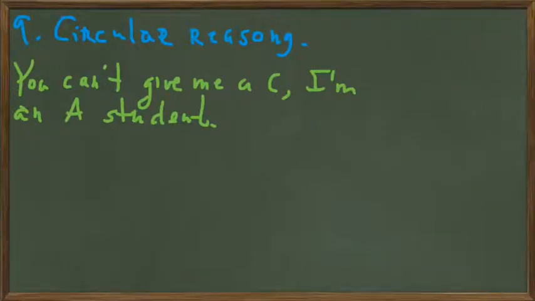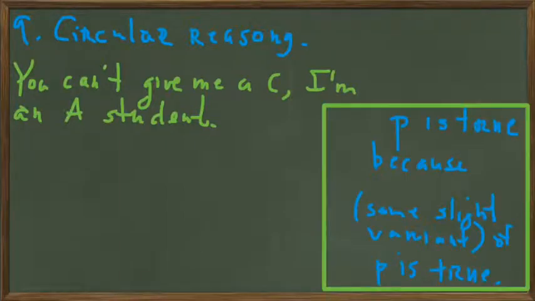In this example of a fallacious argument, you actually find this happening just like all the other fallacies, fairly common. A student says to their professor, you can't give me a C, I'm an A student. So why is this fallacious? Well, and why is it circular reasoning? Let's look at the structure of the circular reasoning fallacy first. So circular reasoning looks essentially like this. P is true because P is true, or it's a little more subtle than that. P is true because some slight variant of P is true.